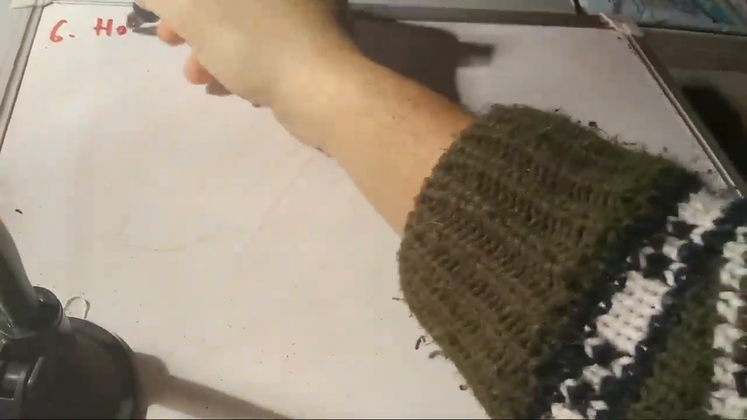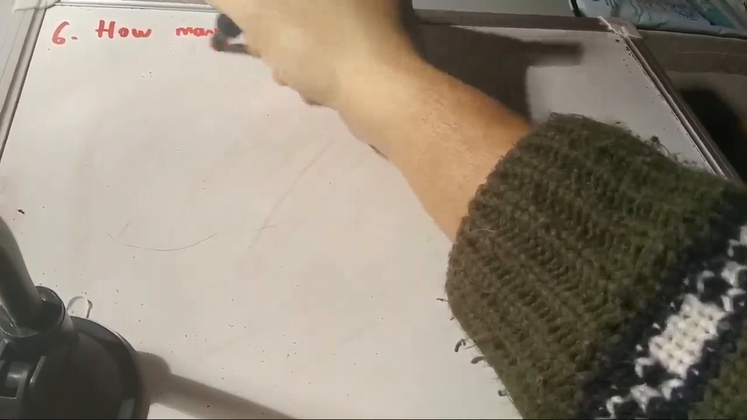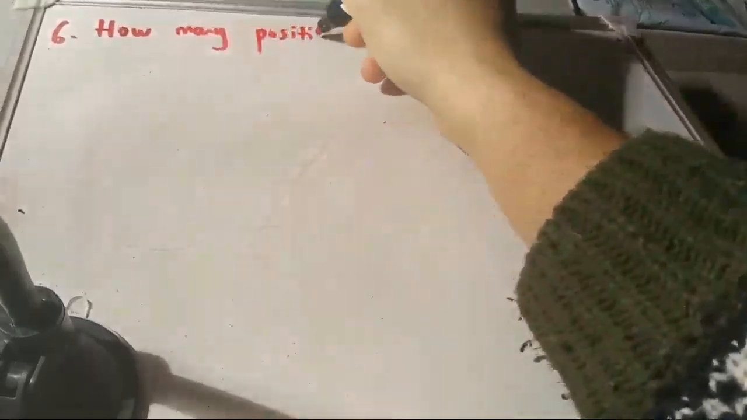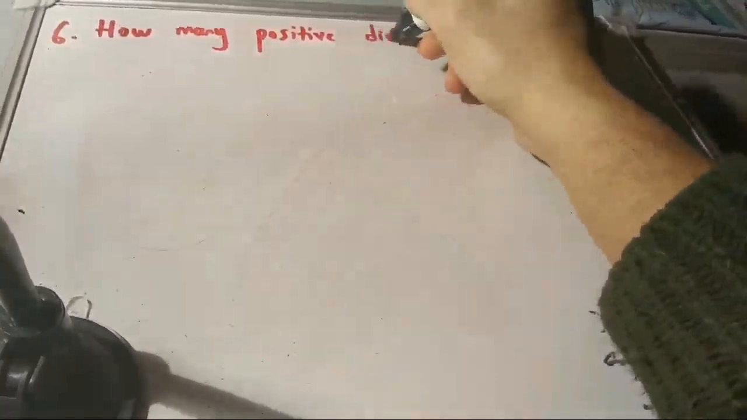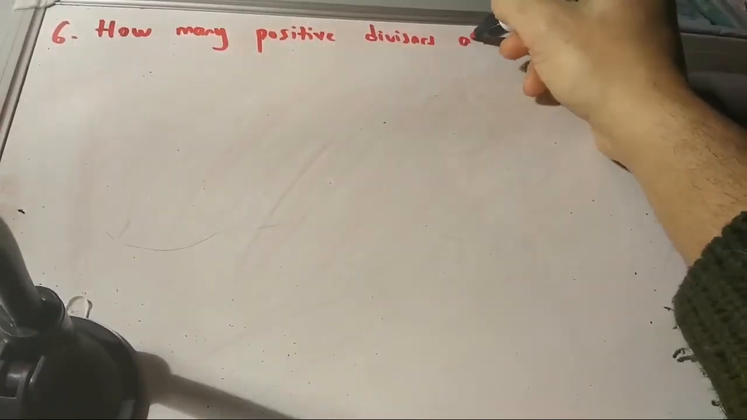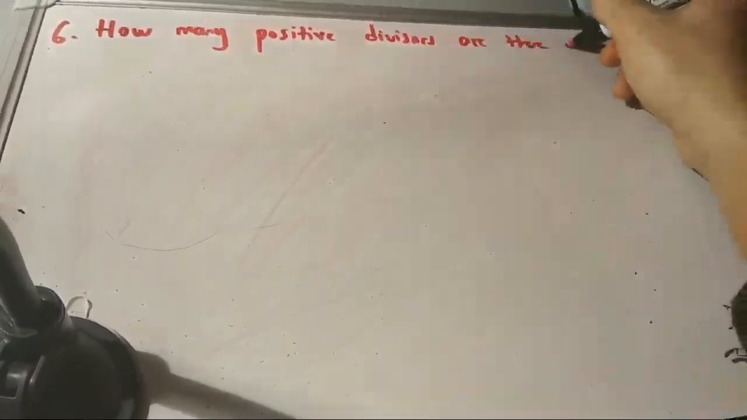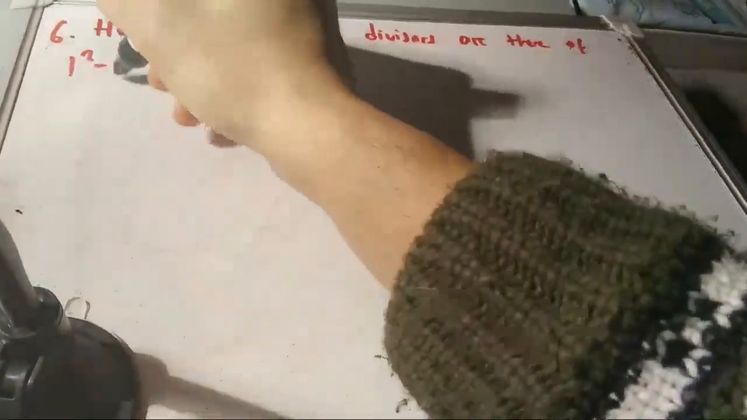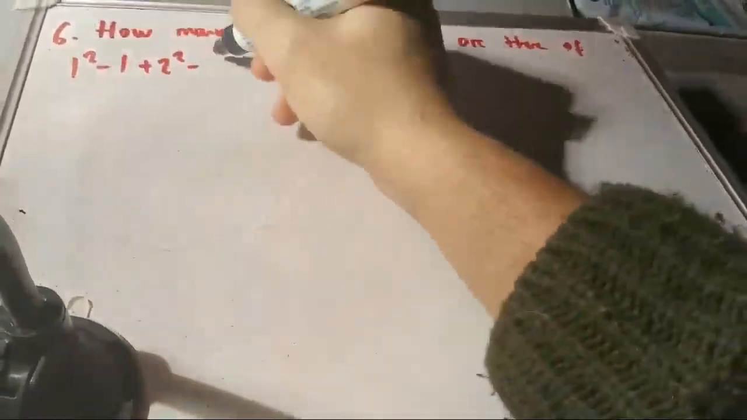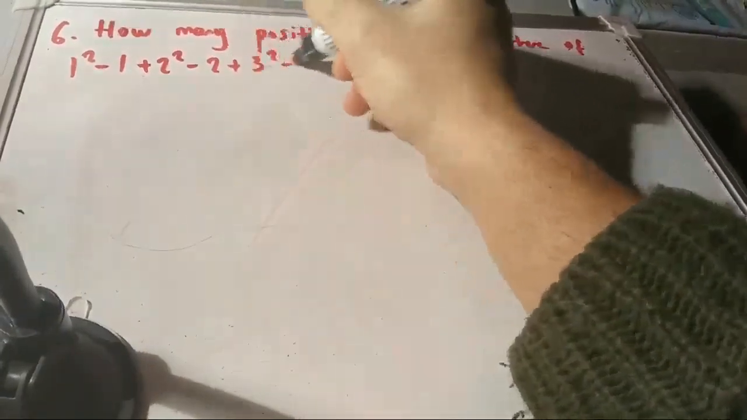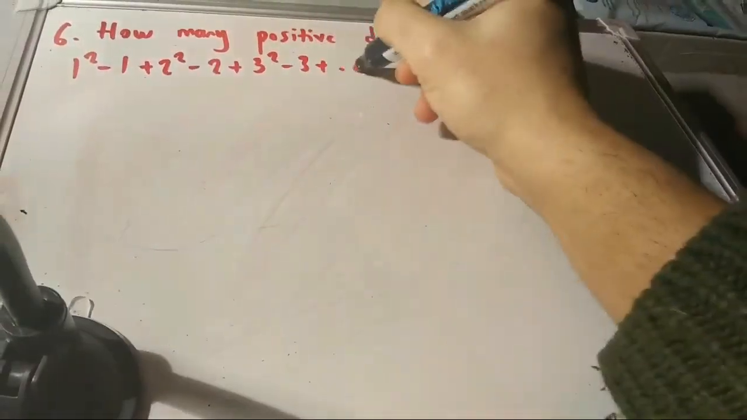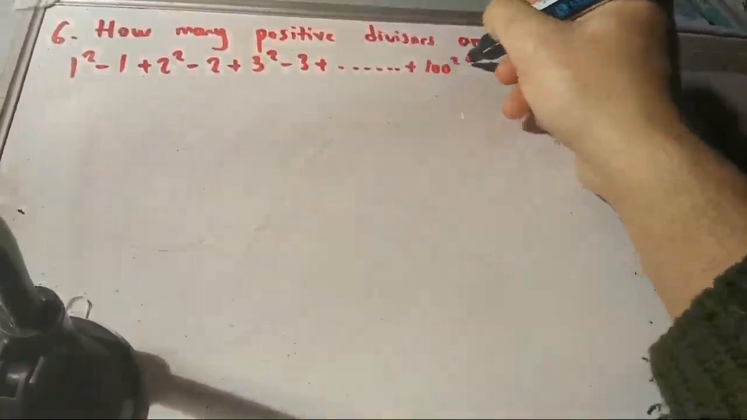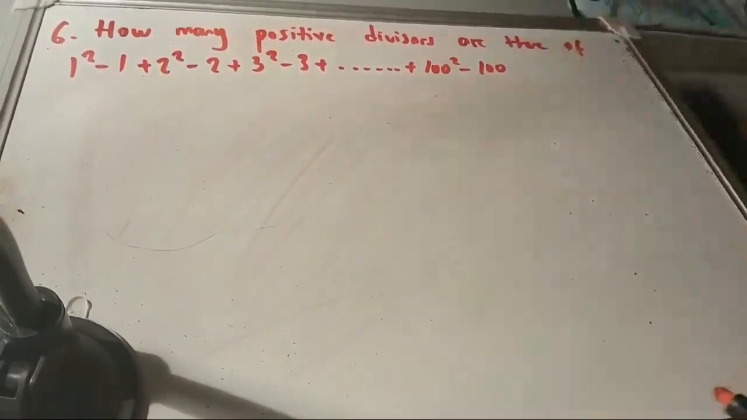Three more questions. And question 6. How many positive divisors are there of 1 squared minus 1 plus 2 squared minus 2 plus 3 squared minus 3 till 100 squared minus 100?